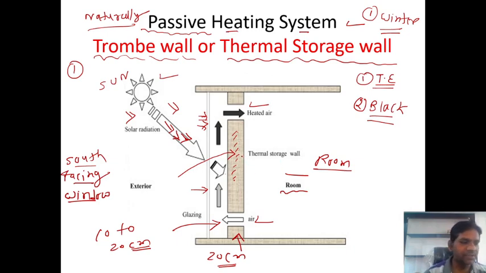Then the heat radiated outward from the wall is trapped, rises and enters the adjacent room through the ventilation at the top of the wall. Whatever air is present in the gap will be heated, and after heating, the density of the air decreases, and whenever the density decreases, it rises in the upward direction. The air between the glazing and the wall gets heated, so its density decreases, and this heated air rises upward. Then it reaches the top ventilation provided here.